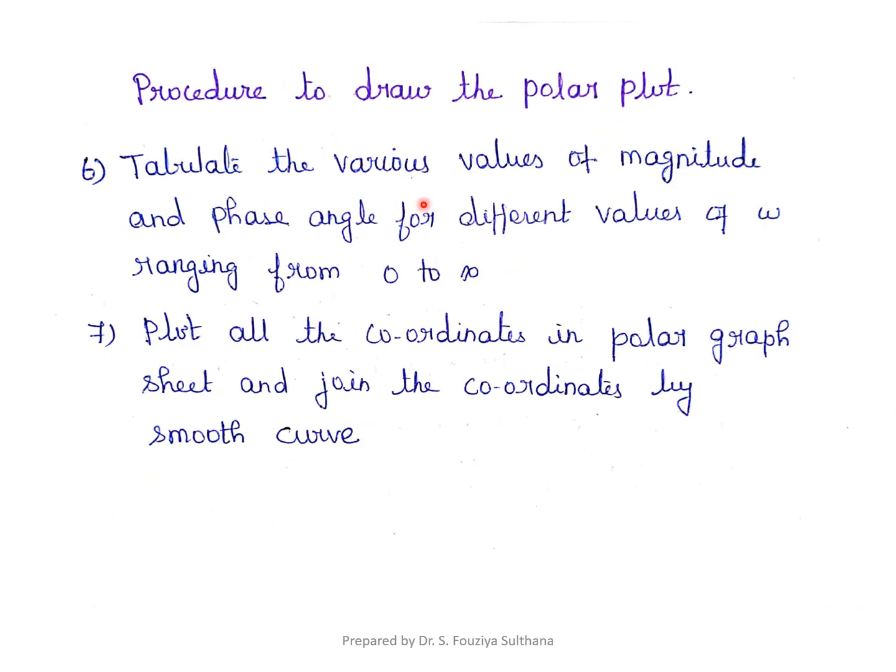Now tabulate the various values of magnitude and phase angle for different values of omega ranging from 0 to infinity, plot all the coordinates on a polar graph sheet, and join the coordinates by a smooth curve.